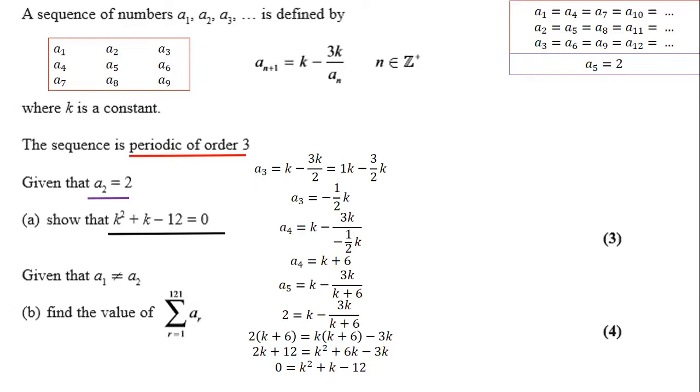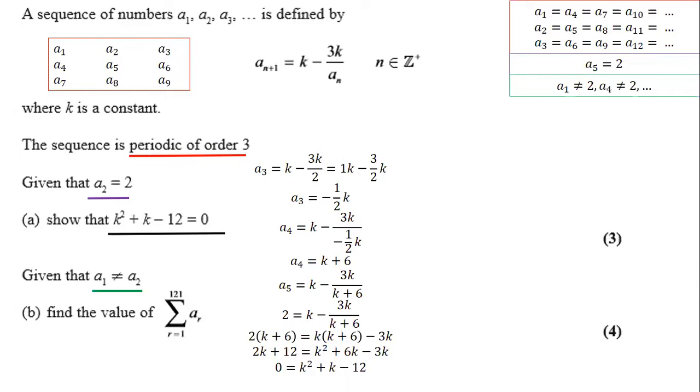Okay, so the next bit tells me that A1 does not equal A2. And we want to find the sum from 1 to 121 of AR, so the first 121 terms added together. Well, if A1 doesn't equal A2, I know that A2 is 2, so I know that A1 doesn't equal 2. And if A1 doesn't equal 2, that whole column doesn't equal 2. So A4 doesn't equal 2, A7 doesn't equal 2, etc.